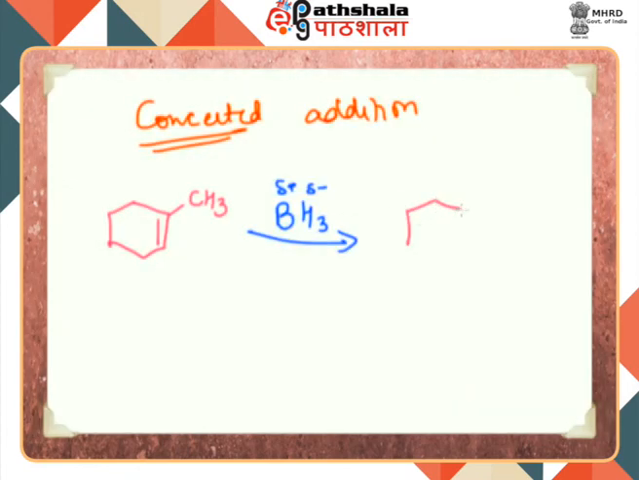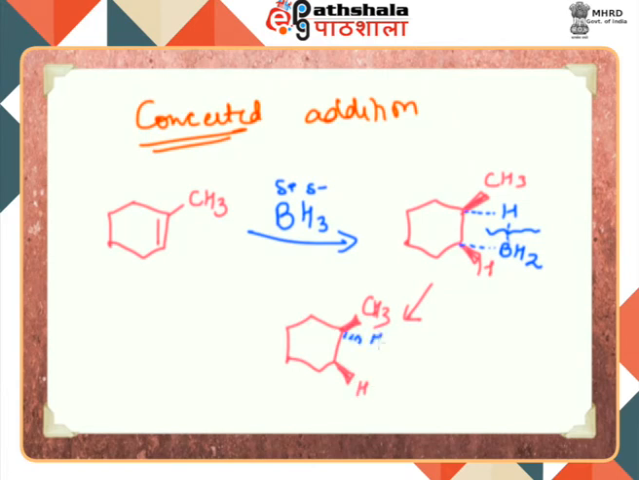So what we get is, it's already a hydrogen, and if we also consider the stereochemistry, the BH3 will be adding from the same side. So this is the transition state which is formed, and ultimately it gets attached this way. We get H and BH2 added this way.